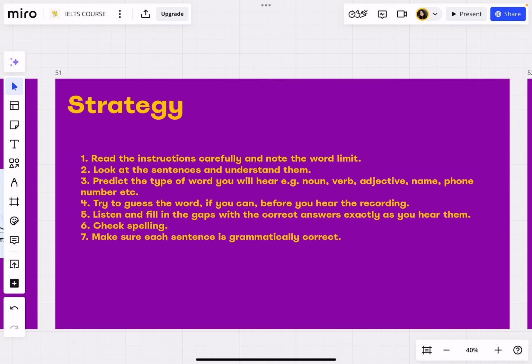First of all, you need to read the instruction carefully and note the word limit. If it says no more than 2 words, you need to write 2 words. If it says only 1 word, you need to write only 1 word, or it can be no more than 3 words and a number. You need to always make sure that you are not writing over the limit, okay? Just the 2 words, and look at the sentences and understand them.